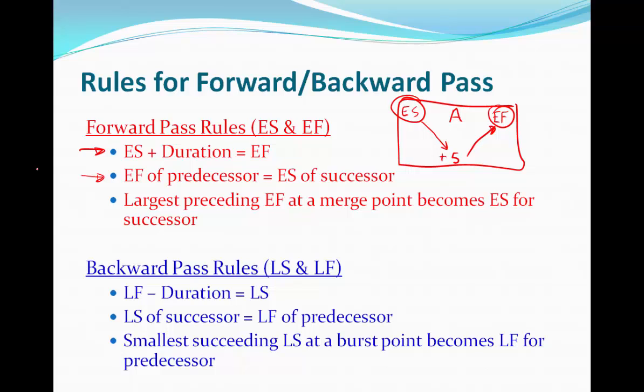Next rule tells us that the early finish of a predecessor is equal to the early start of a successor. Sorry, I don't have much room here. So let's say this is our next activity, activity B. The second rule is telling us that the early finish of your predecessor is equal to the early start of your successor. So whatever number ends up in the top right corner of activity A, we would simply transfer it over to the top left corner of activity B.